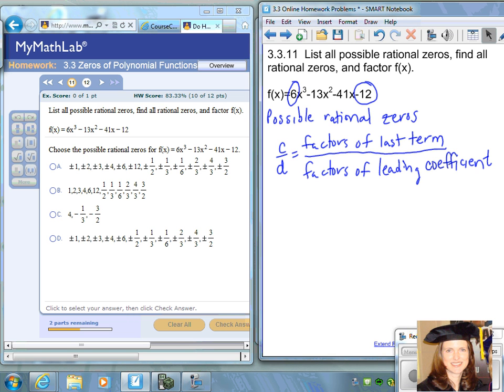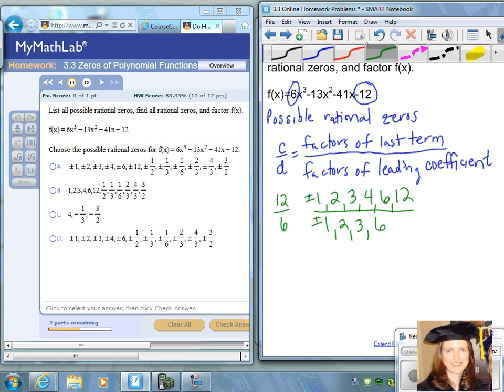So in the numerator, we're going to list all of the factors of 12. Factors of 12 are plus or minus 1, plus or minus 2, plus or minus 3, plus or minus 4, plus or minus 6, and plus or minus 12. The factors of the leading coefficient 6 would be plus or minus 1, plus or minus 2, plus or minus 3, and plus or minus 6. So all of the rational zeros can be written as any of these numerators divided by any of the denominators. So we can generate a list of possibilities.